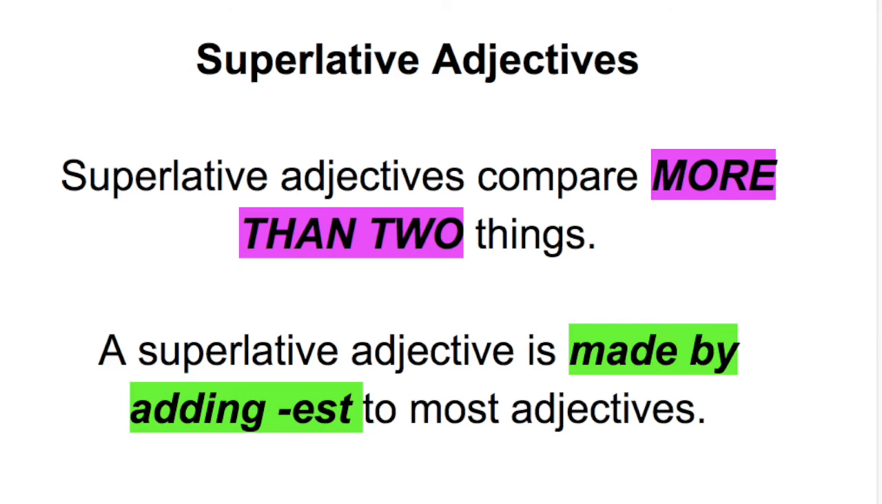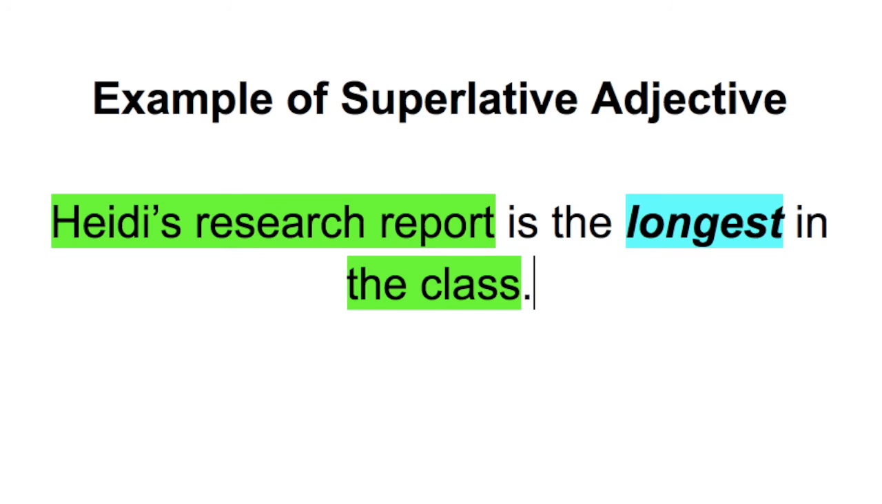Let's look at the example on page 55 for superlative adjectives. Heidi's research report is the longest in the class. So now we have to look at how many things we're comparing. We're comparing Heidi's research report to the rest of the reports in the class. And that's going to be more than 2 reports, right? It's going to be more than Heidi's and one more report. If it's the whole class, we assume that that's going to be more than 2, right? So then we add EST to long. Hers is the longest in the class.